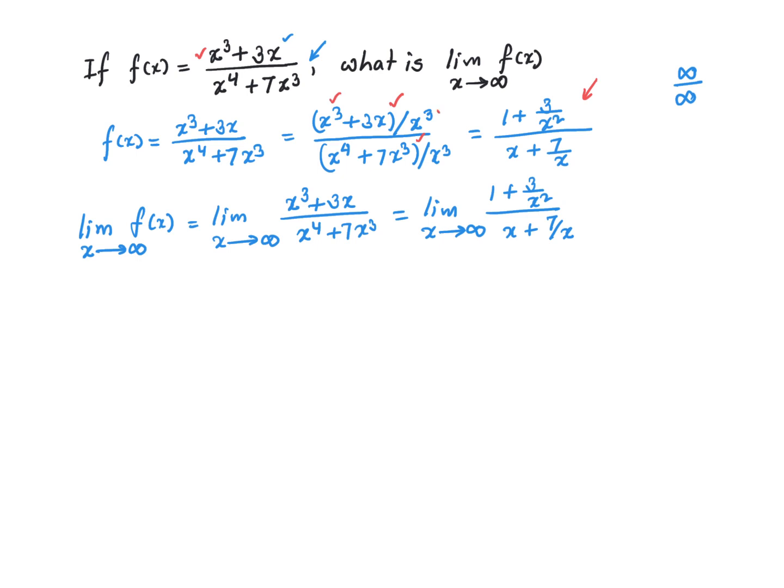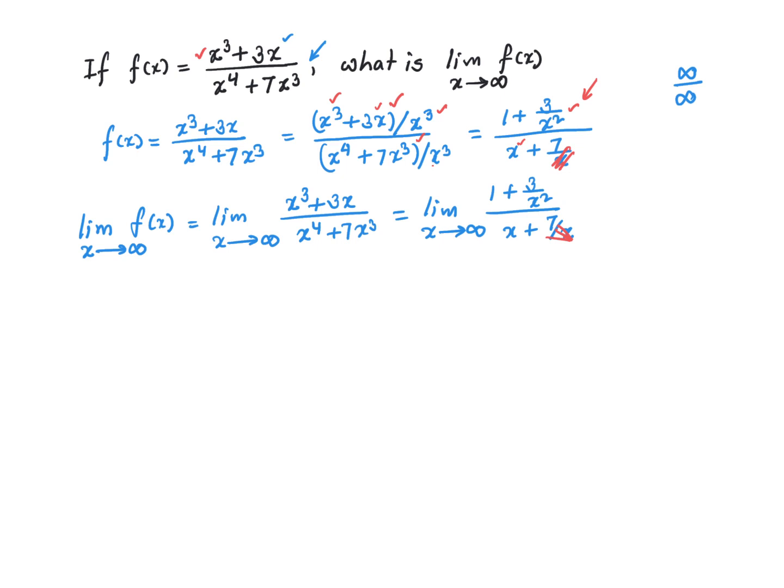x cubed divided by x cubed is 1. 3x divided by x cubed is 3 over x squared. Similarly, in the denominator, x to the power 4 divided by x cubed is going to give me x, and 7x cubed divided by x cubed is going to be just 7.